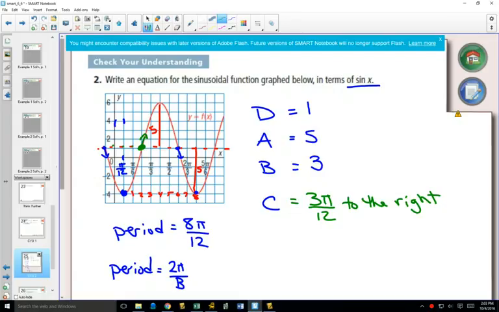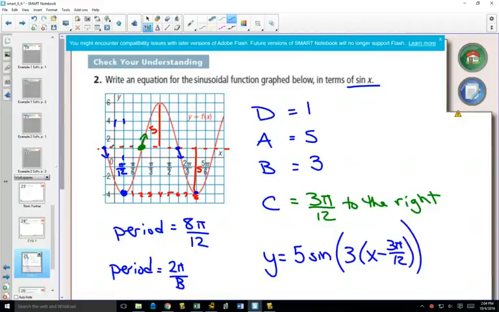So now when we go to write our equation, y equals, we know that our amplitude is 5. Our B value is 3. To shift 3 pi over 12 to the right would be minus 3 pi over 12. And our D value is 1. So we can create an equation that way.